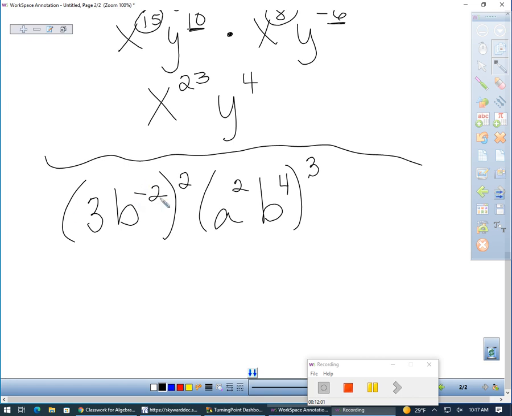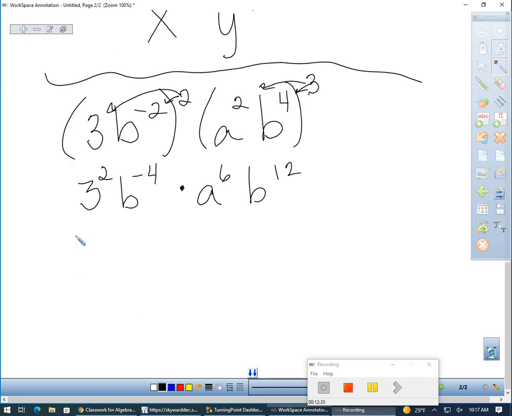All right, so we're going to start with the first parenthesis in this 2. That 2 has to go to everything on the inside, right? So I have 3 to the second, b to the negative 2 raised to the second, or b to the negative 4. Good. Times by, over here, I have a to the second raised to the third. Good. A to the 6th. And then we have b to the what? Awesome. All right, now we got to simplify.